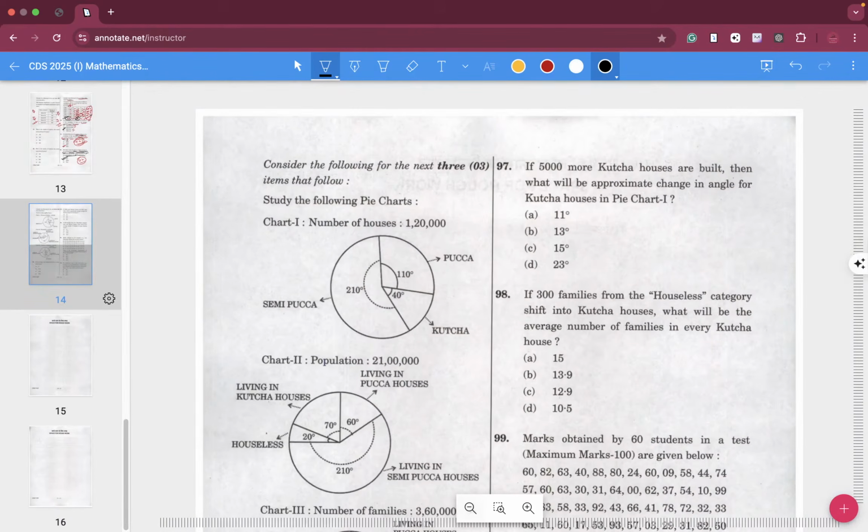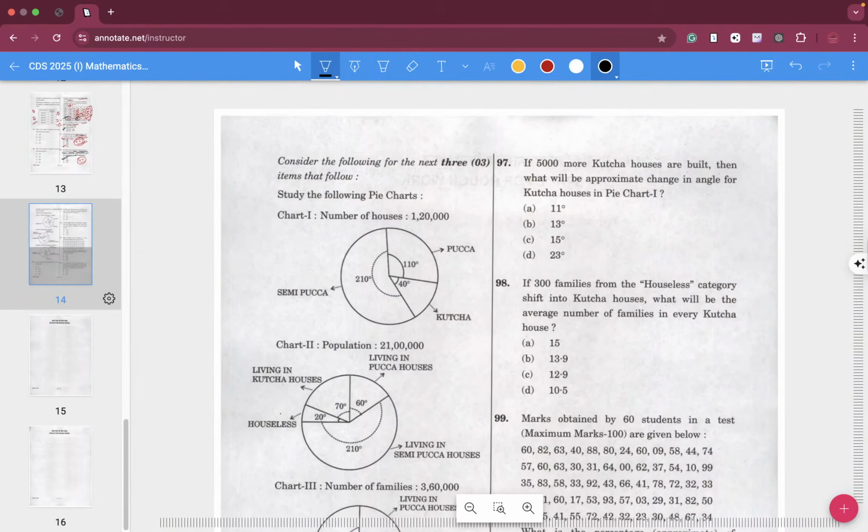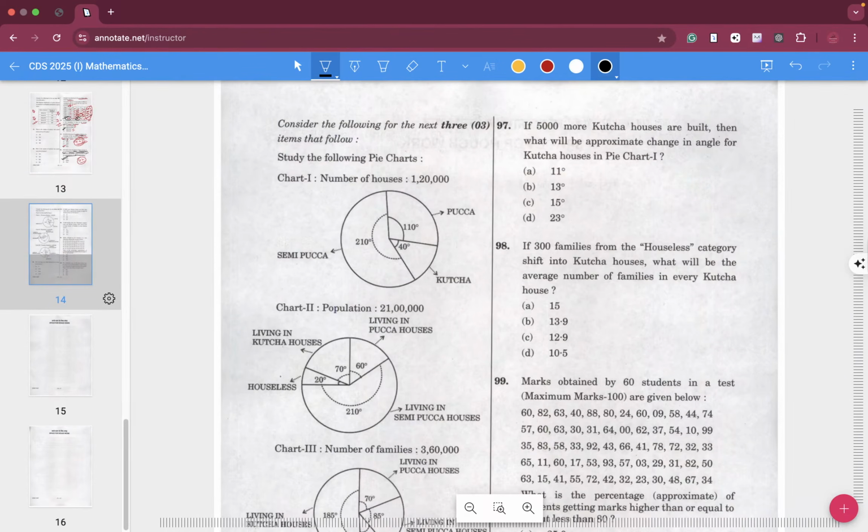Consider the following for the next 3 items that follow. Study the pie chart. Chart 1 gives the number of houses, 1,23,000, pakka house, kacha house, semi pakka house. And chart 2 gives you what?